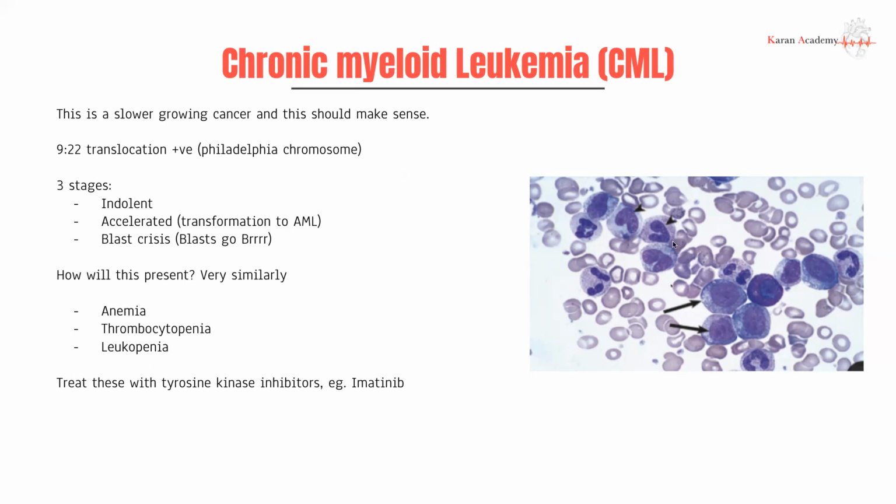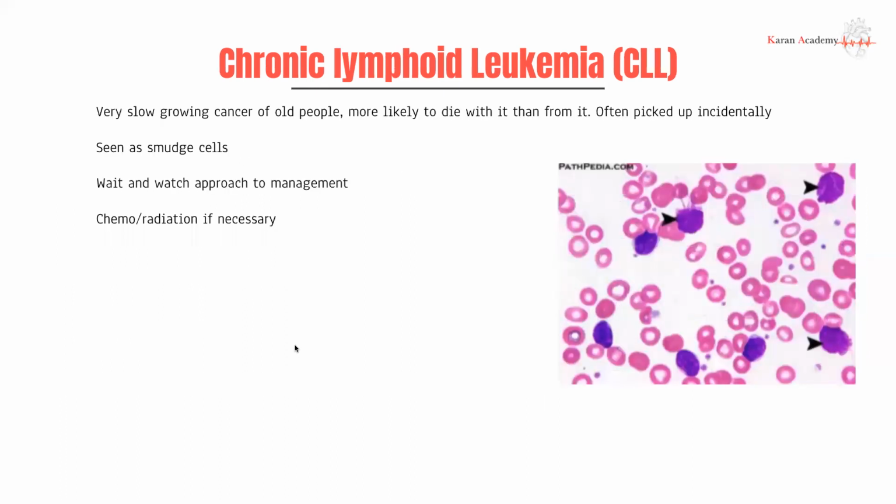As you can see here, you will also see tons of lymphocytes. And these would be lymphocytes and not blasts, because again, this is chronic. How would this present? Exactly how many of the others would. So anemia, thrombocytopenia, and leukopenia, and we treat them with tyrosine kinase inhibitors like imatinib, and they have an excellent response in most cases.